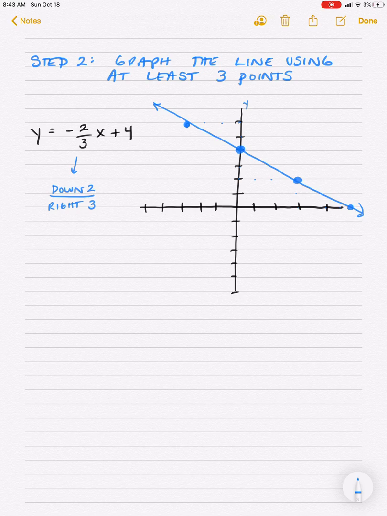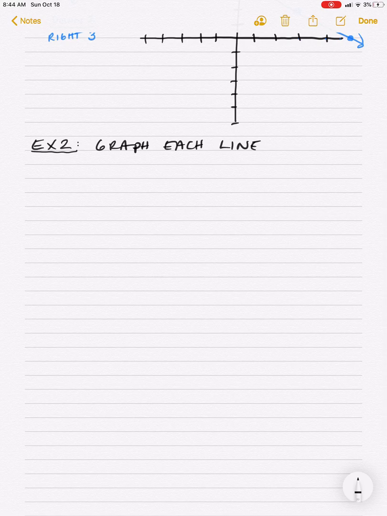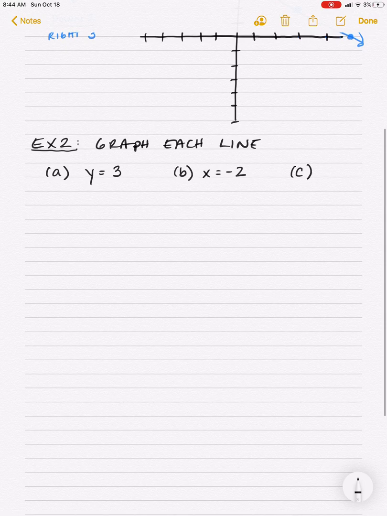Now, that is the basics of graphing a linear equation. What I want to also recap, okay, with example 2 is how to graph different types of lines, like horizontal and vertical lines. So for example 2, I'm just going to say graph each line, okay? So for part A, we're going to graph the line y equals 3. For part B, we're going to graph x equals -2. And for part C, we're going to graph the line y equals x, okay?